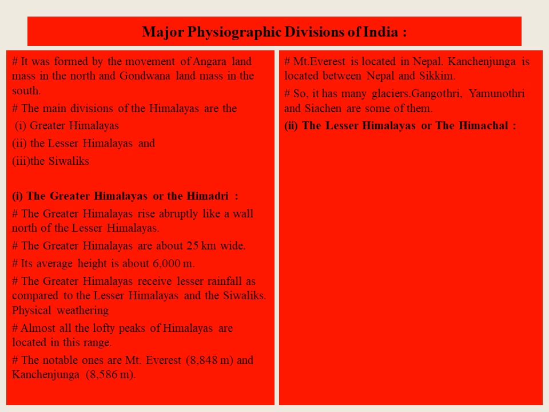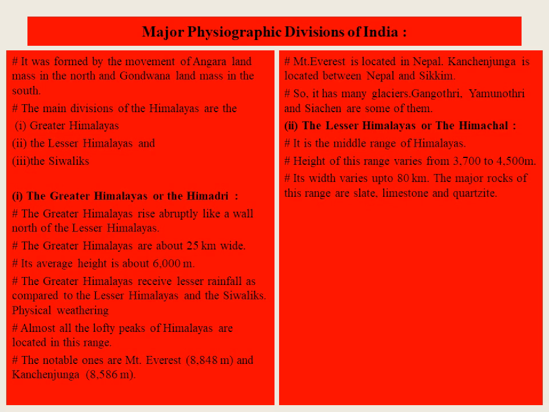The second, the lesser Himalayas or the Himachal, is the middle range of the Himalayas. The height of this range varies from 3,700 to 4,500 meters. Its width varies up to 80 kilometers. The major rocks of this region are subjected to extensive erosion due to heavy rainfall, deforestation and urbanization. Pirpanchal, Dauladhar and Mahabharat are the mountain ranges found in these spots.